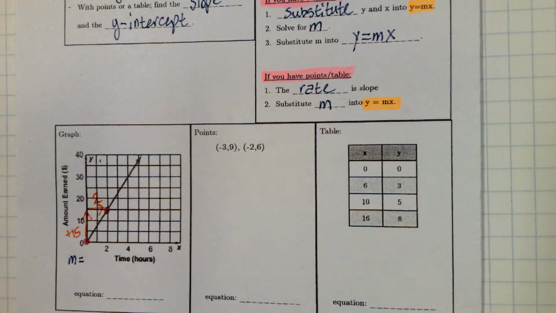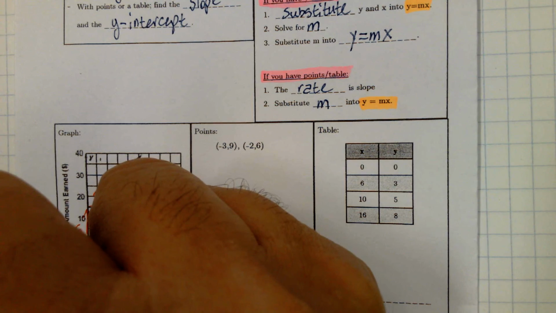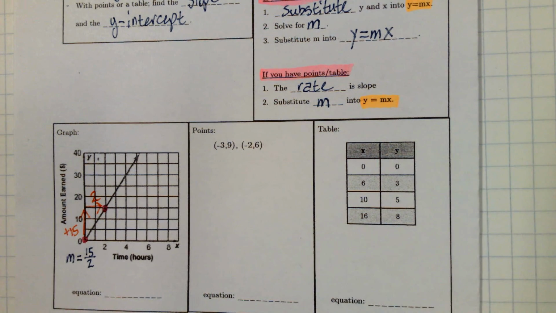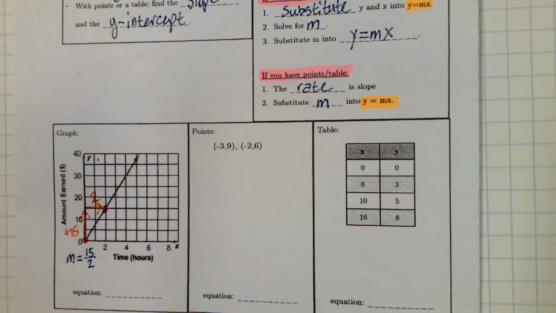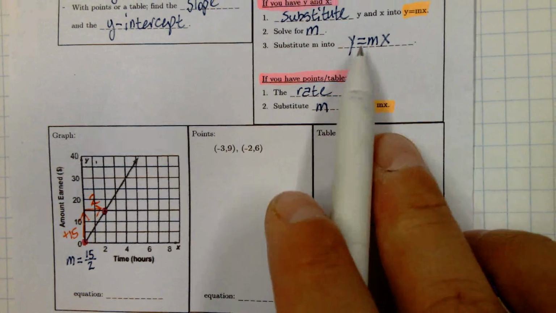Okay? So what's our rise over run? 15 over 2. Okay? And we'll leave it that way. We don't need to make it 7.5 over 1 or anything. We'll just leave it 15 halves. So now here's what we're going to do next. We want to write the equation. And this is the equation we want to write.